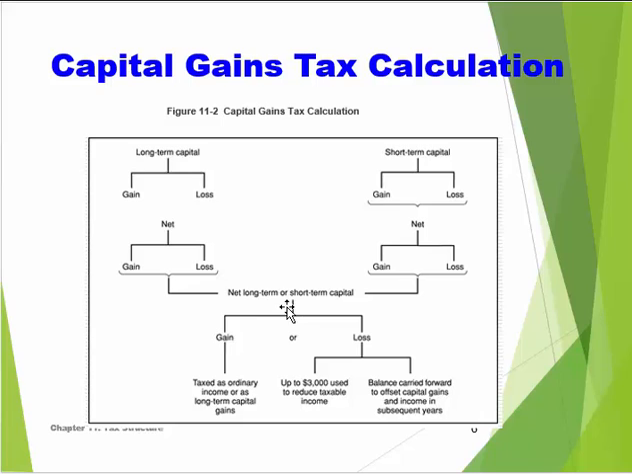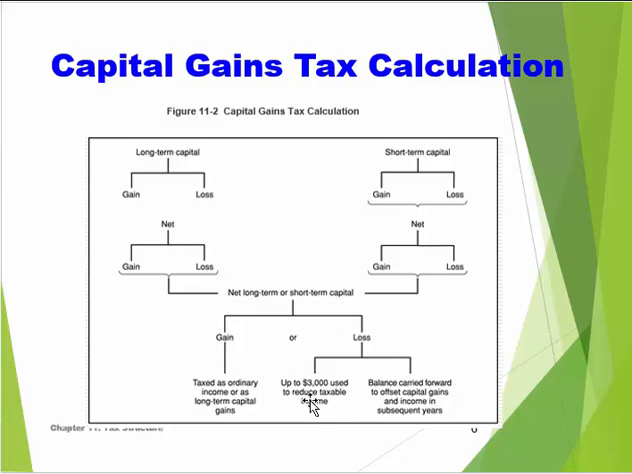So in the end, you're going to have a net capital gain, and it's either going to be net long-term or it's going to be net short-term as far as gains or losses. If you have a net short-term gain, it's going to be taxed as ordinary income. But if it's a net long-term capital gain, it's going to be taxed at the long-term gain rate, which is the maximum of 15%.